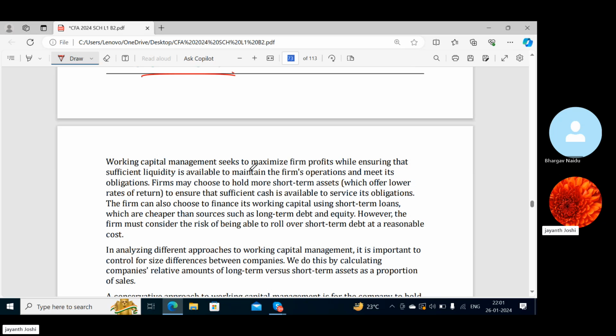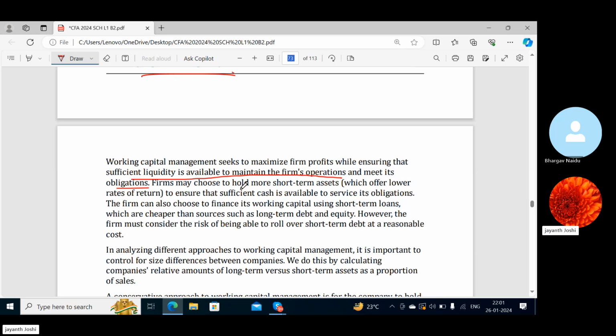So working capital management seeks to maximize firm profit while ensuring that sufficient liquidity is available to maintain the firm's operations and meet its obligations, right? In working capital, current assets and current liabilities are the elements. Here what we are trying to do is manage it, and the agenda is always to maximize the profits and also maintain sufficient liquidity so that business operations are smoothly dealt with, and you can smoothly run your everyday affairs.